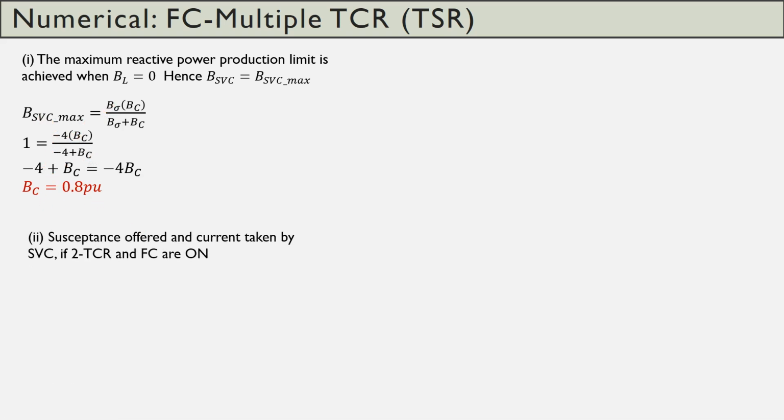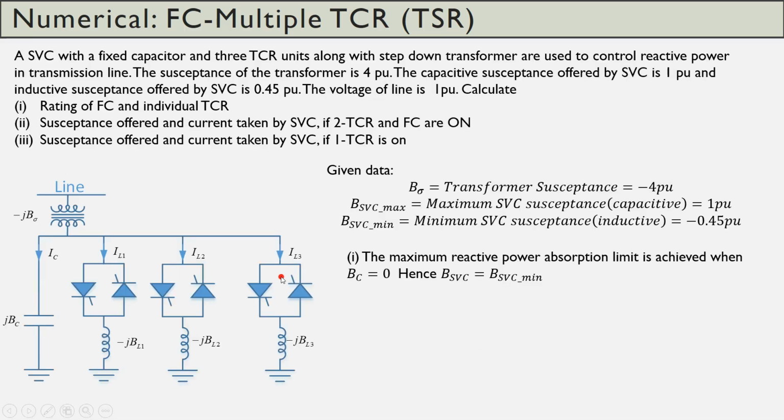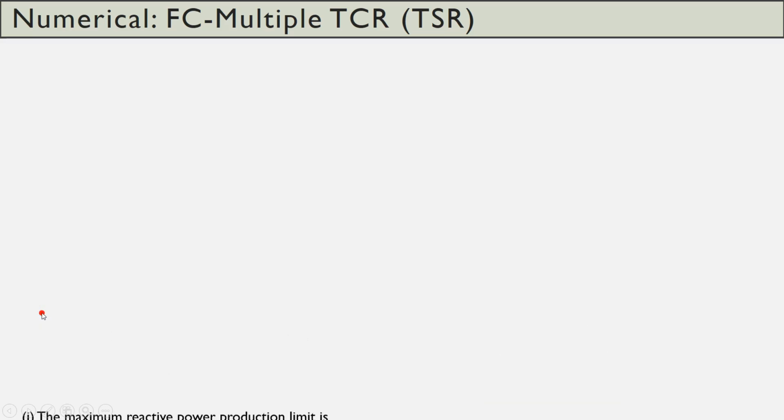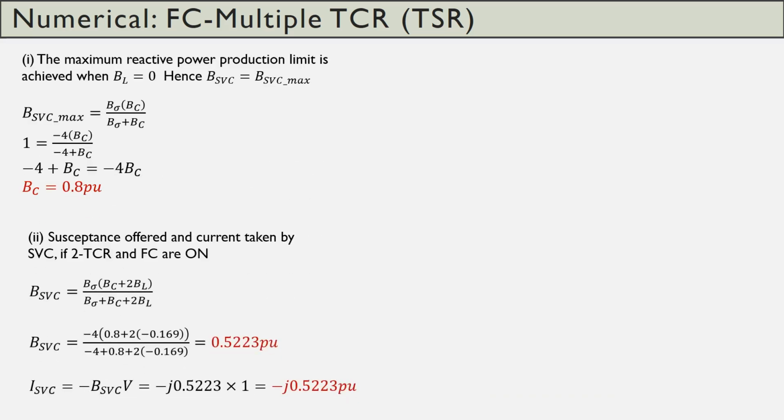Now we have to calculate the susceptance offered and current taken by the SVC if 2 TCR are on and FC is on. So what is given in this diagram? 2 TCR are on, which means this TCR is not working. Only 2 TCR are on and the fixed capacitor is in circuit. So at that time, what will be the BSVC? BSVC is equal to B sigma into (BC plus 2BL) upon B sigma plus BC plus 2BL. Why is 2BL taken? Because 2 TCR are on, hence 2BL is also in the denominator.